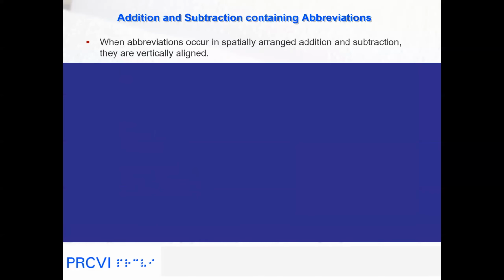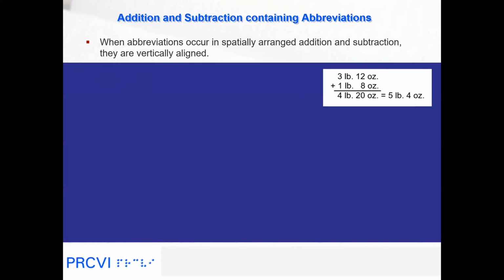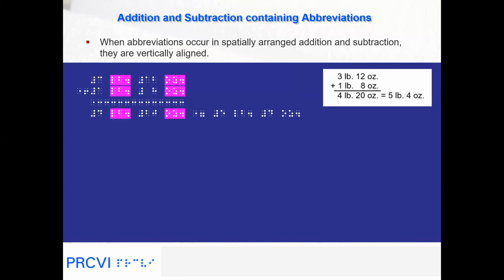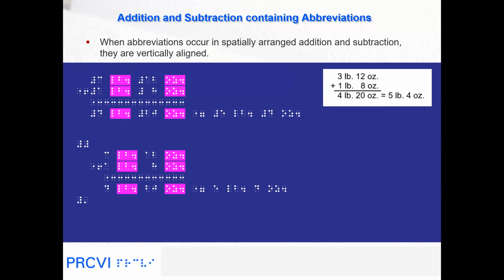When abbreviations occur in spatially arranged addition and subtraction, they are vertically aligned. In the example, notice pound is vertically aligned, ounce is vertically aligned. Similarly, when we use numeric passage indicator, we will align abbreviations vertically.